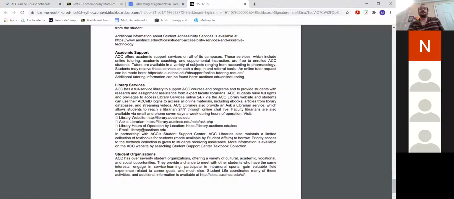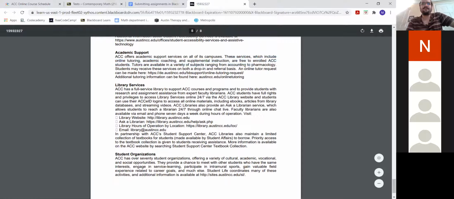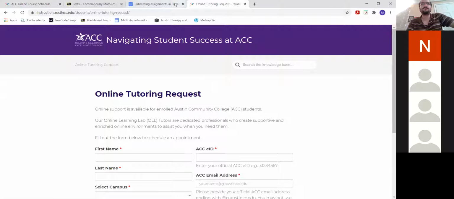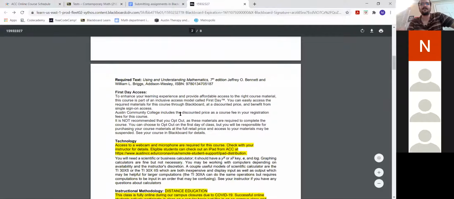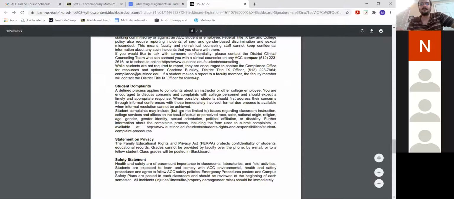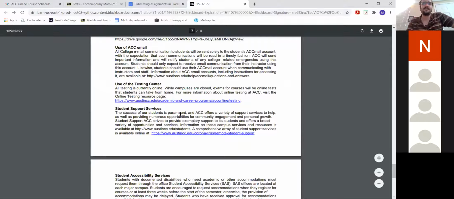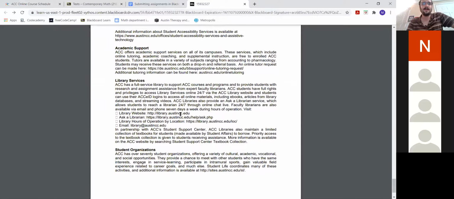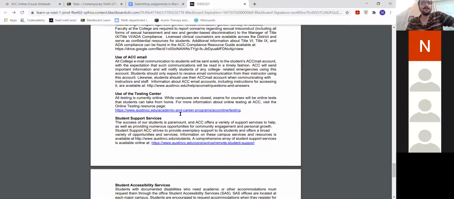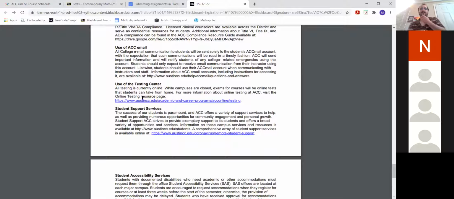Academic support. So I know they have tutoring services through ACC. Ooh, what did I just go to? I clicked the hyperlink on there by accident, I think. So we have the tutoring services through ACC. I used to work as a tutor for ACC for a while. That's where I started out. So they have the tutoring center.